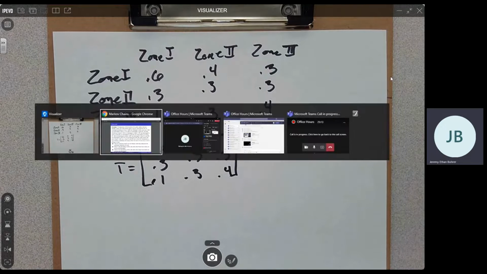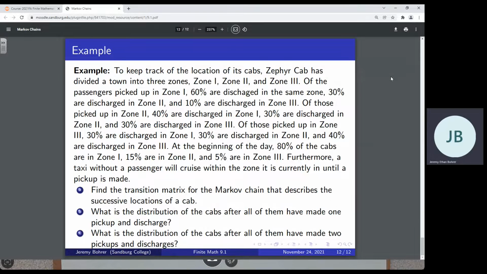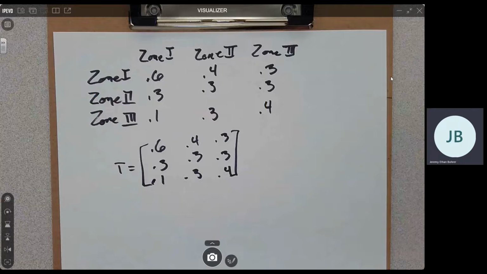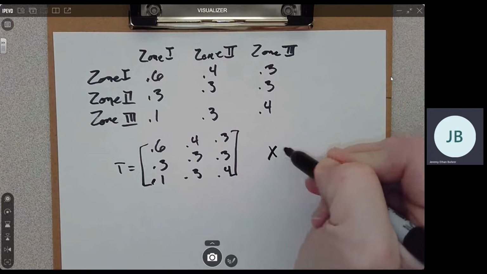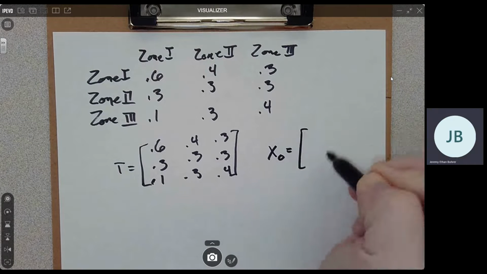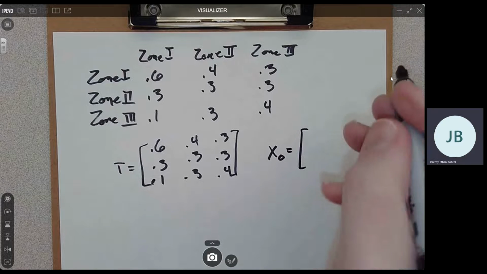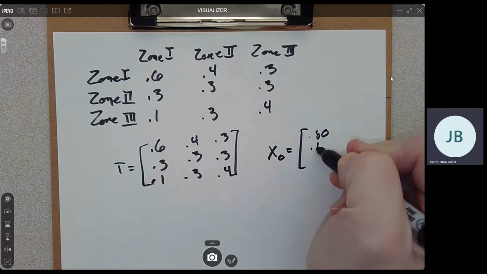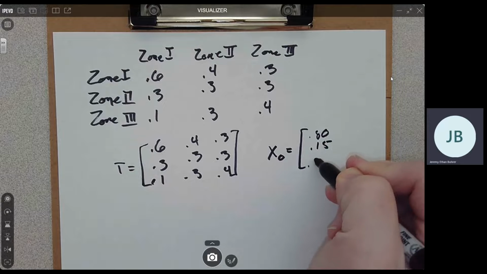Moving on to our next question, what is the distribution of the cabs after all of them have made one pickup and discharge? Well, to do this, we need to use that last bit of information we get. 80% of the cabs start in Zone 1, 15% in Zone 2, and 5% are in Zone 3, which gives us a distribution vector x0 equals 0.80, 0.15, 0.05.